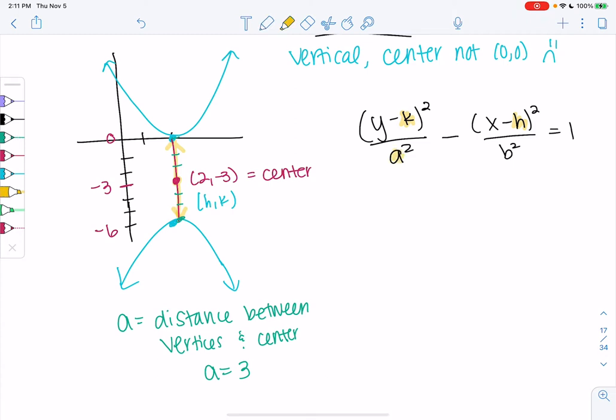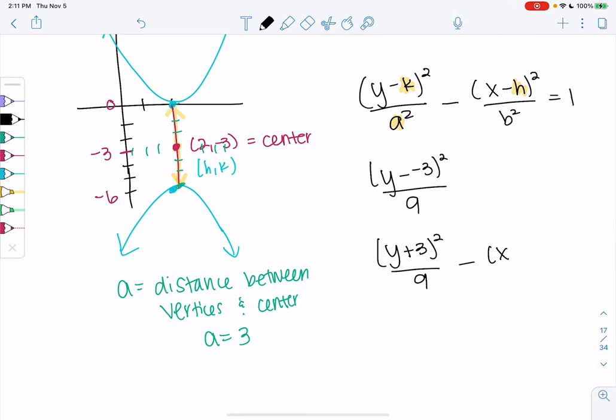So let's plug in what we know, and then maybe we'll figure out how to find b. The problem with b is counting to the left and right here, and we just don't have any information. So we have y plus 3, for minus negative 3, squared over a squared, which is 9. So (y + 3)² over 9. And then we get (x - 2)², because h is 2, over b² equals 1.